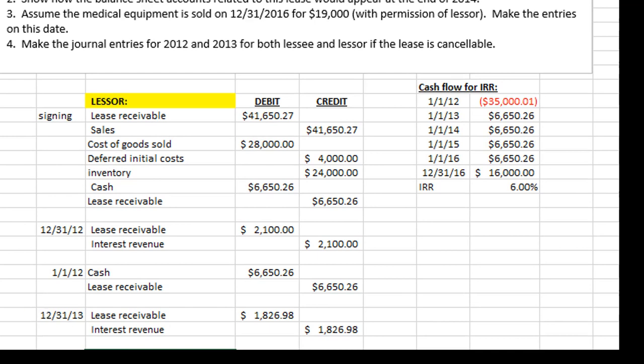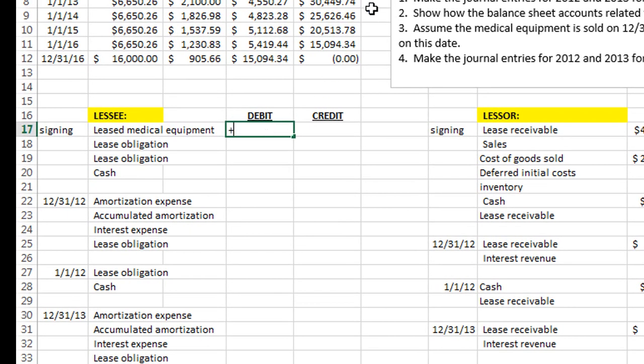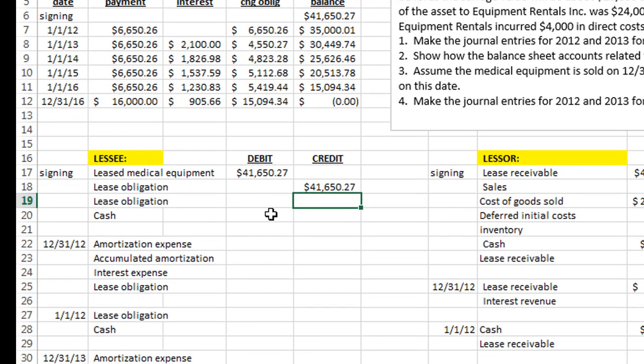Now let's do the lessee. So the lessee is also going to have a piece of equipment and an obligation equal to it. And it's also going to reduce the obligation by the full payment because there's no interest at signing on that first payment.